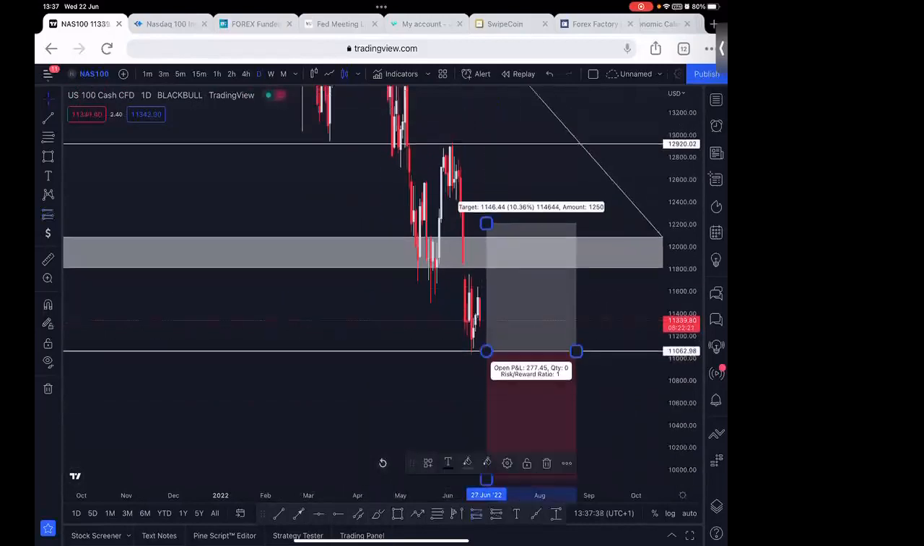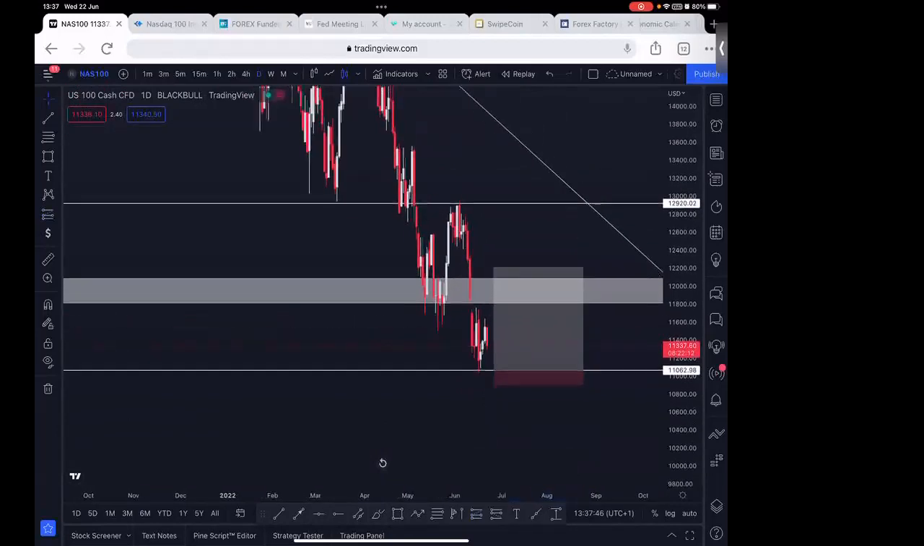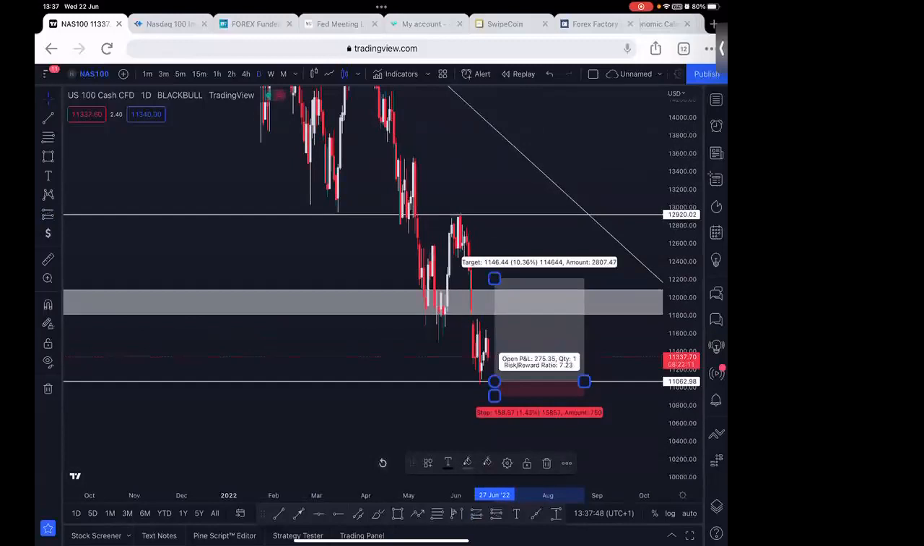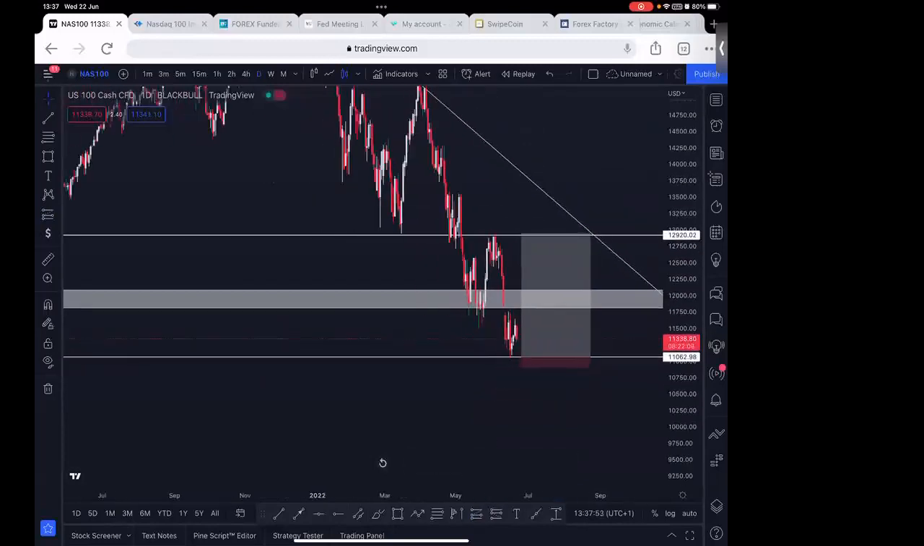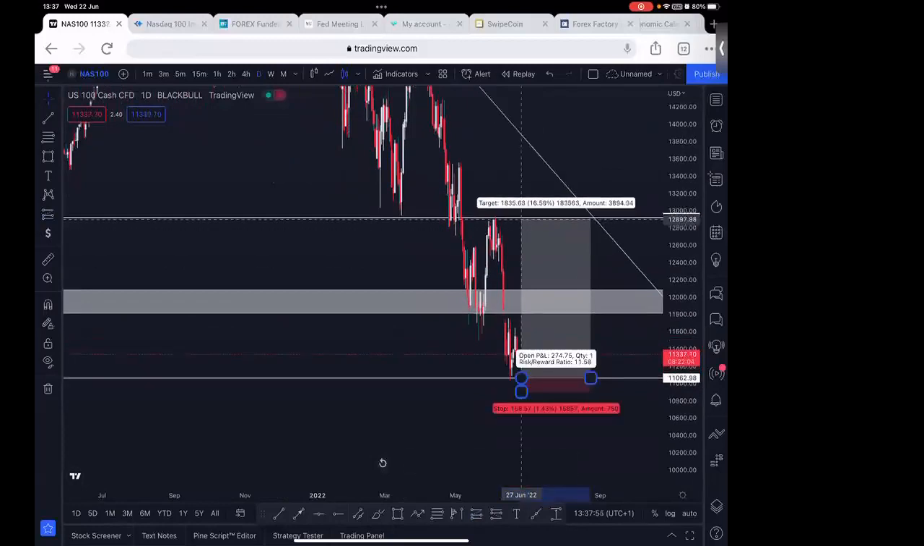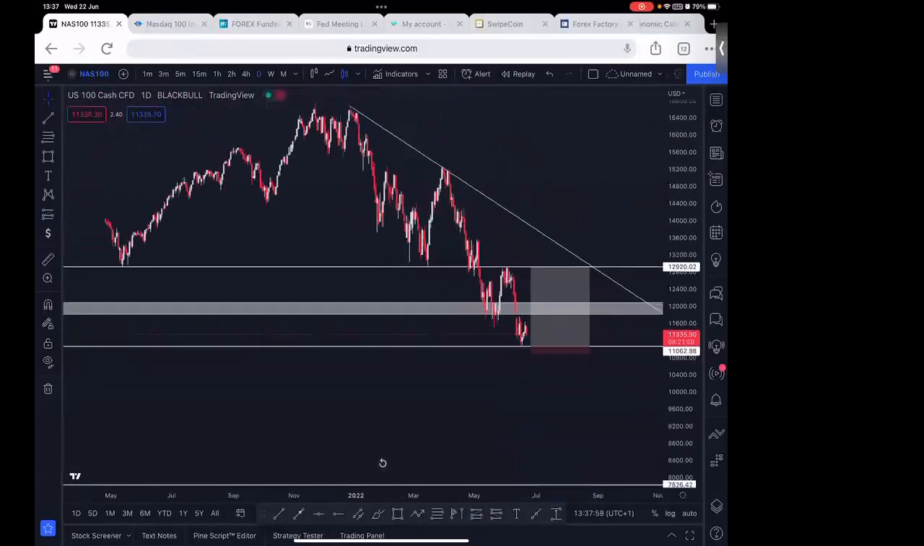My stop loss will be below the psychological level. That's 10,900. I think 10,900 will be my stop loss. Then my target will be the next monthly confluence zone, which is this area. That's what I'm going to look at. So I just gave you a signal.